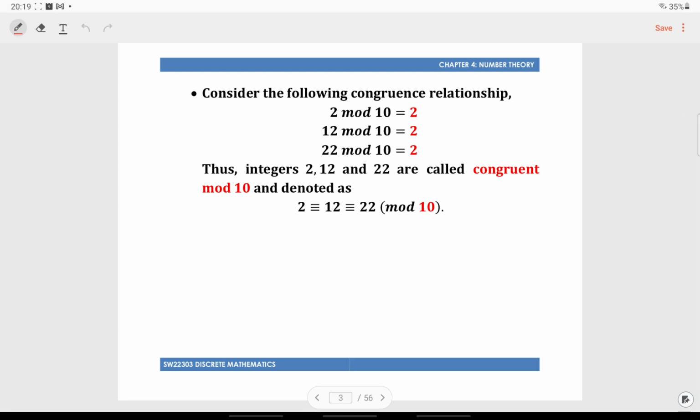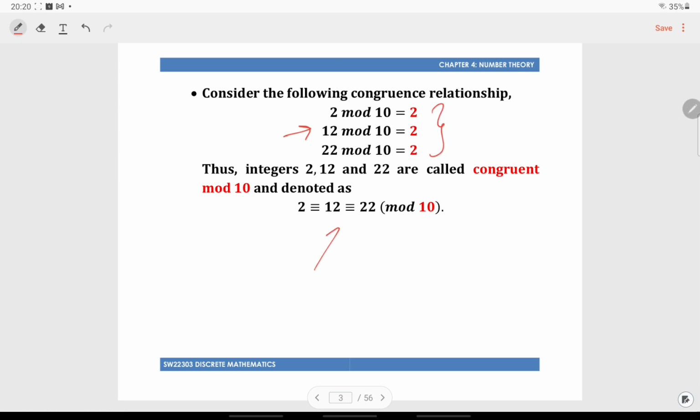Consider the following congruence relationships. Remember, there are two modulo operations, or two modulo relations, which are quite different but also quite related to each other. First of all, we have modulo reduction. For example, 12 mod 10 equals 2. That means we are looking for the remainder when we divide 12 by 10. We divide 12 by 10, the remainder equals 2. We divide 2 by 10, the remainder equals 2. Also, we divide 22 by 10, the remainder also equals 2. That is what we call modulo reduction.